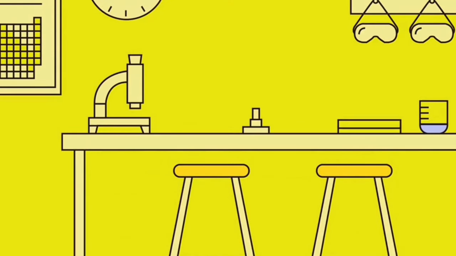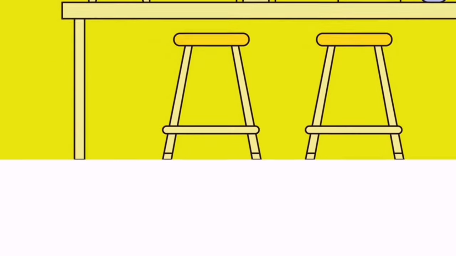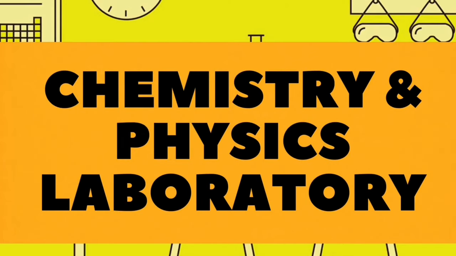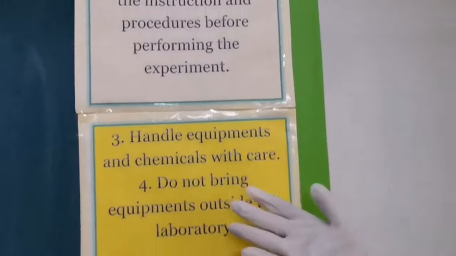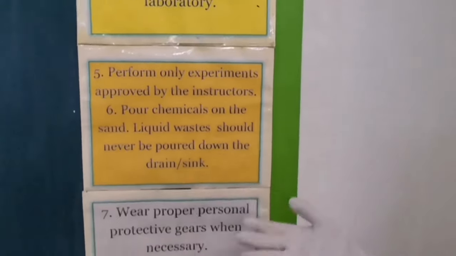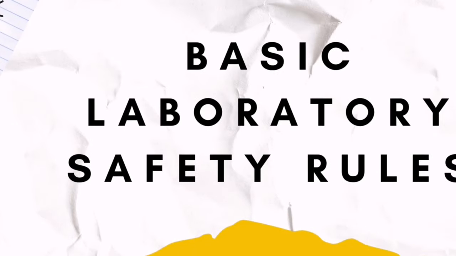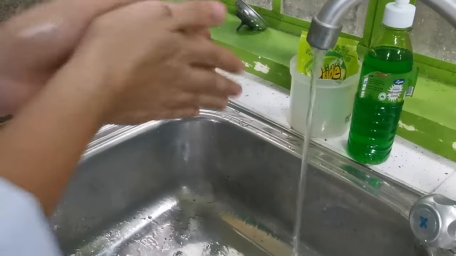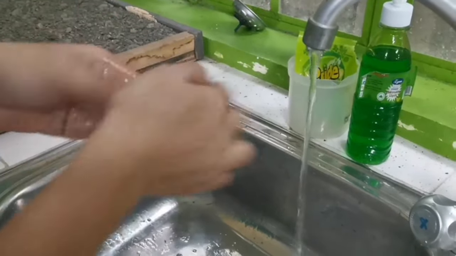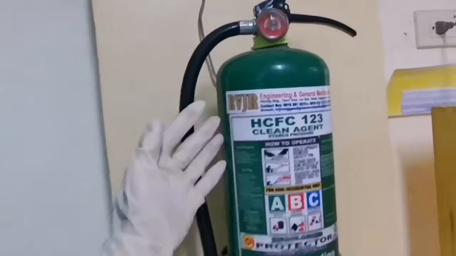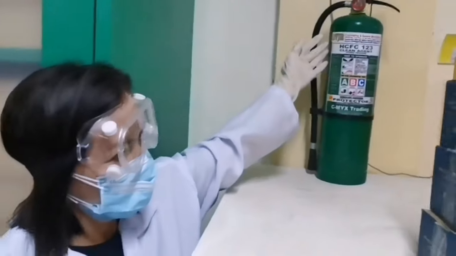The science laboratory can be an interesting place. It can also be a dangerous place if safety rules are ignored. Your school knows that safety is important, and so should you. While in the laboratory, you should do or have the following. Know the locations of laboratory safety wash stations and fire extinguishers.